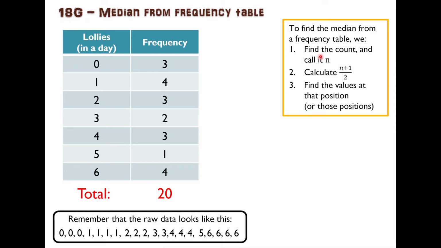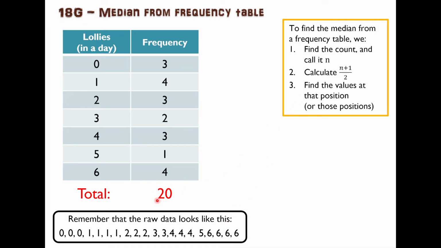What we do is we find the count, in other words, how many numbers there are, and call it n. The count is the total of the frequency. So there are 20 items here. The number 0 occurred 3 times, 1 occurred 4 times, and so on. So there are 20 numbers in the raw data.